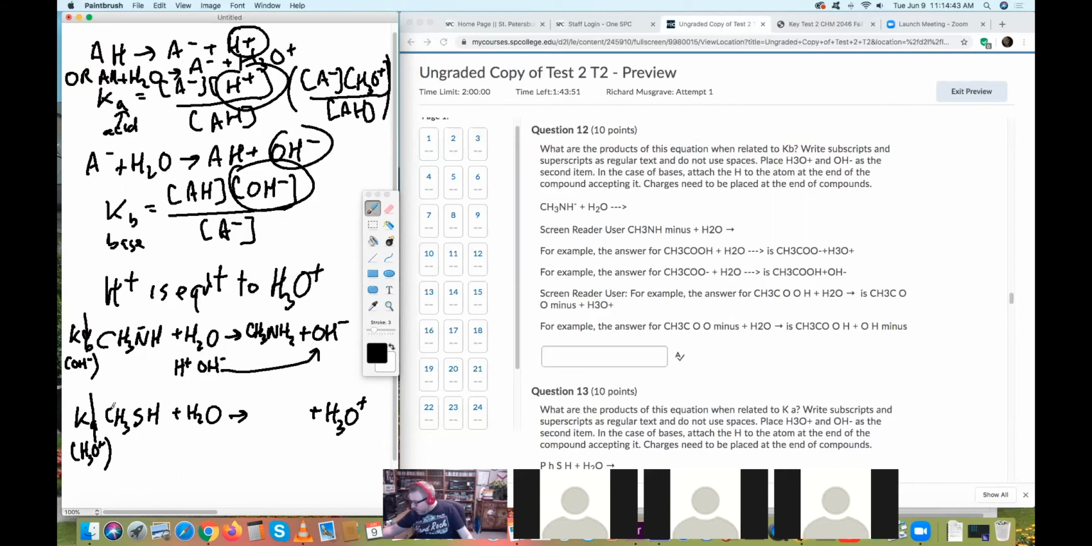So the product here is going to be, well, where'd the H plus come from? Well, it came from the CH3SH, so it'll be CH3S minus plus H3O plus. So that's where the H plus came from, that went on the water. So think of the H2O being added to H plus, that's where the H3O plus comes from. And you can see here, this becomes CH3S minus. Any questions about that?